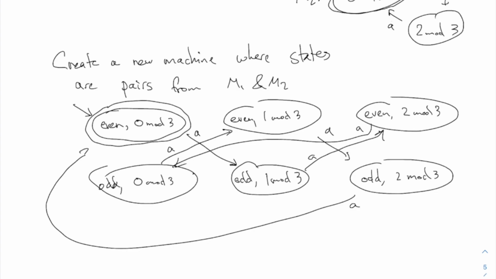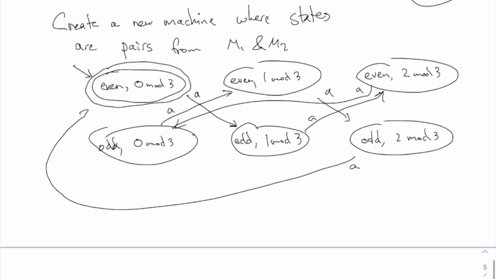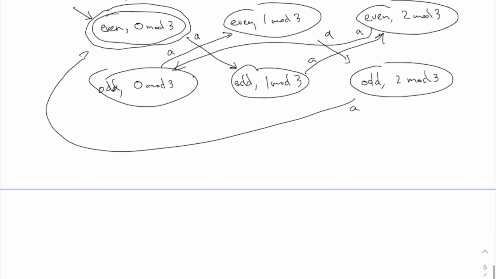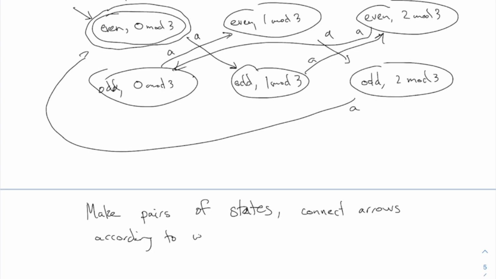All right. So I'm going to try and say in words how we did all of that. So you make pairs of states. You connect arrows according to where each part of the pair goes.